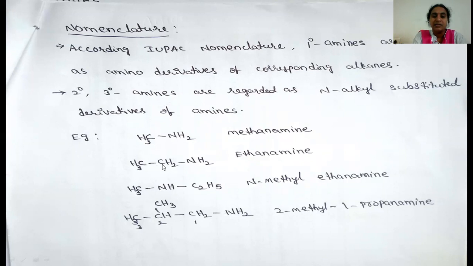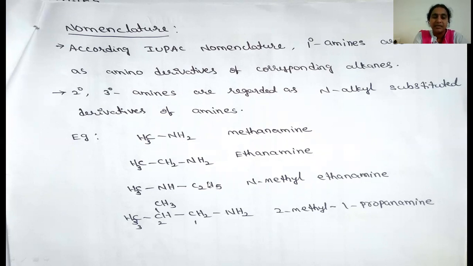Whereas this compound contains 2 carbons, hence according to IUPAC nomenclature, any compound containing 2 carbons is called eth or ethane. Now it contains the amine group, hence this one is called ethanamine. These two are primary amines. So hence we are writing them as amino derivatives of the corresponding alkanes.